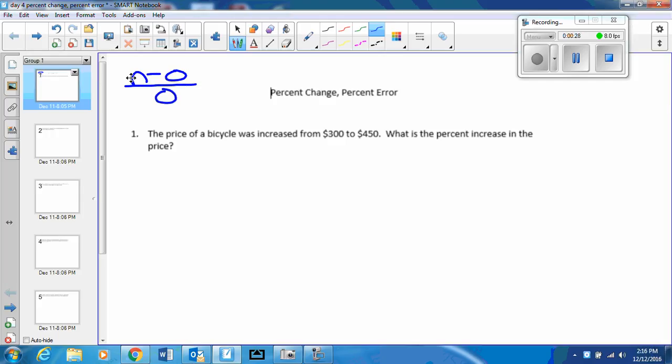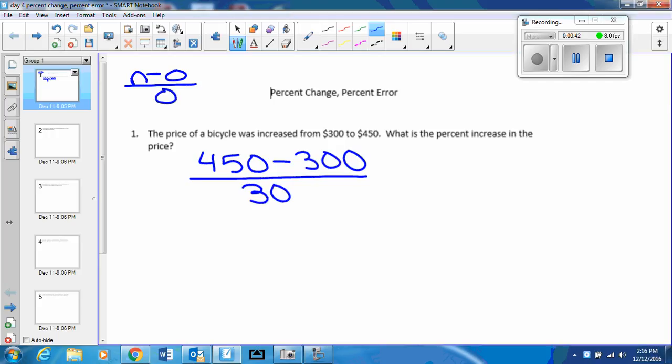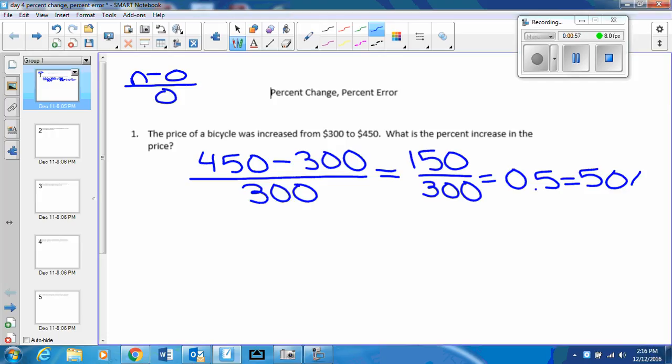So looking at question 1. The price of a bicycle increased from $300 to $450. What is the percent increase in the price? So I'm going to take the new price, subtract the original from it, divide that difference by the original. So using my calculator to help me, 450 minus 300 is 150, divided by 300 ends up being 5/10, which would be a 50% increase.